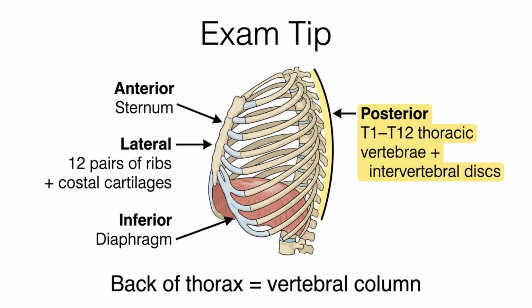Anterior, or the front, is the sternum. Lateral, or the sides, is the ribs and costal cartilages. Posterior, or the back, is the thoracic vertebrae, labeled T1 to T12. Okay, let's go to question 5.